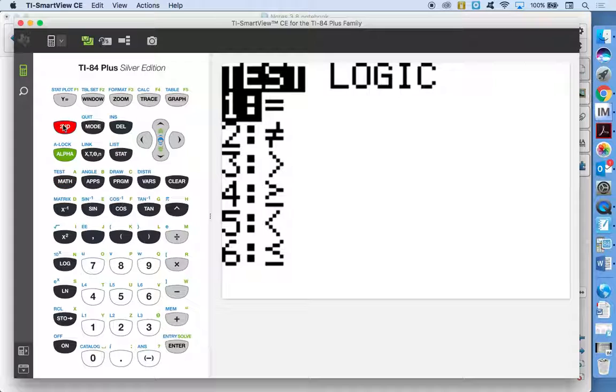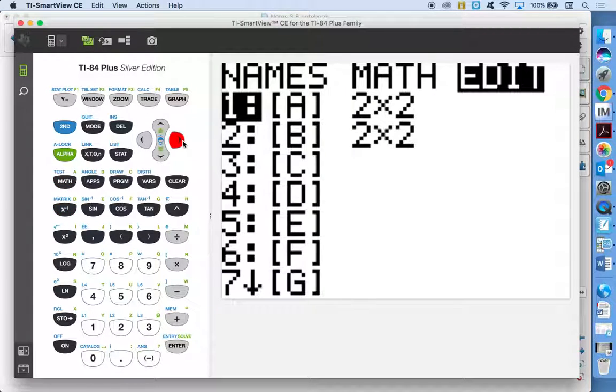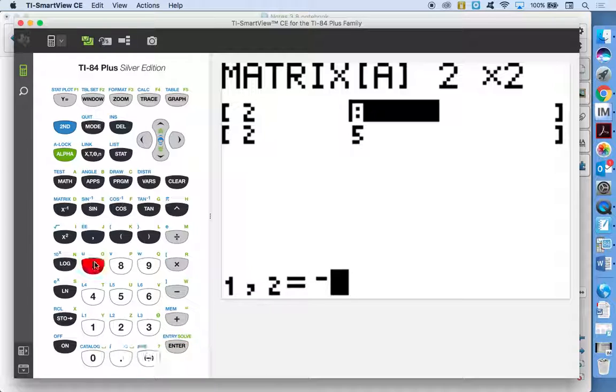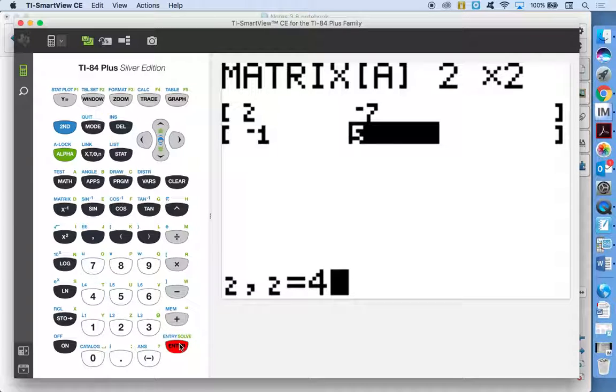Alright, so you need to enter in matrix A. Make sure you go over to edit, hit enter. Our new matrix for A is 2, -7, -1, and 4.